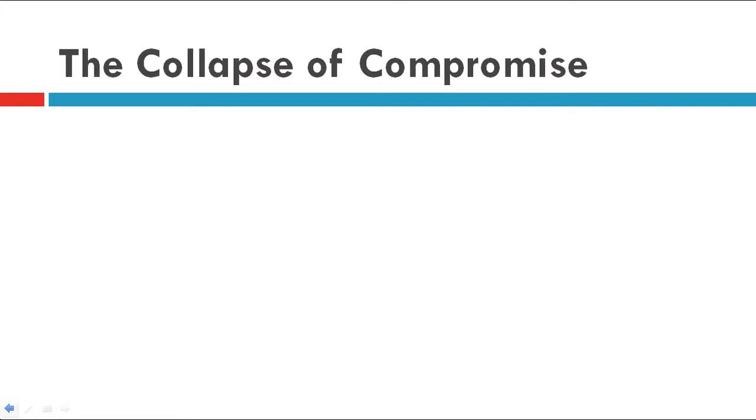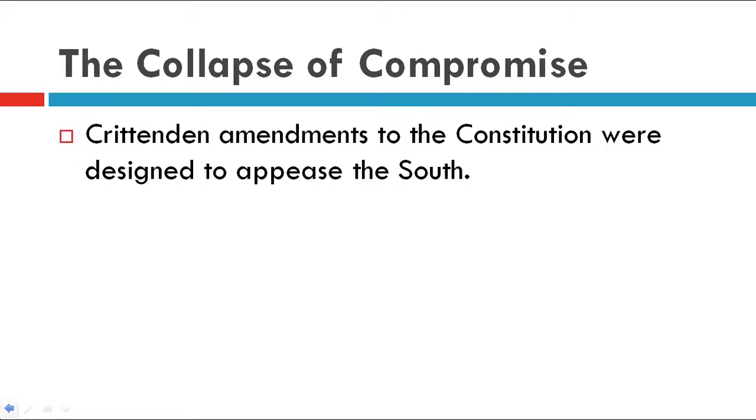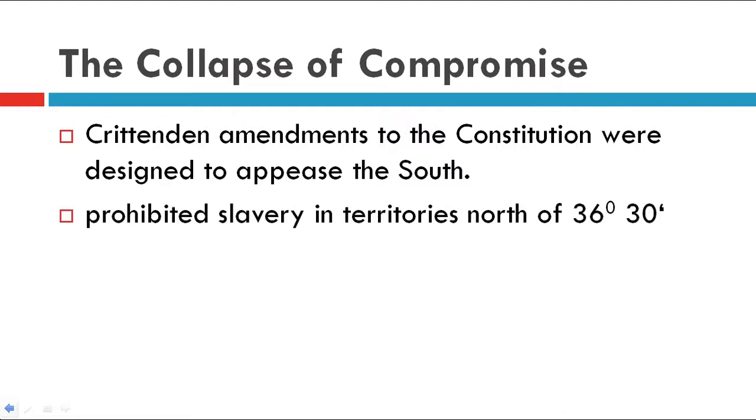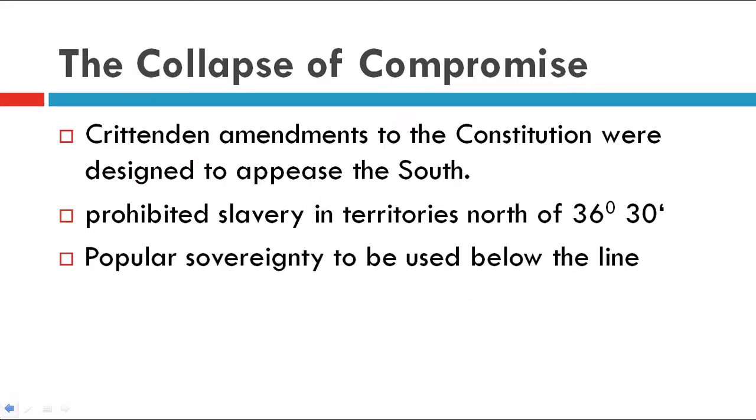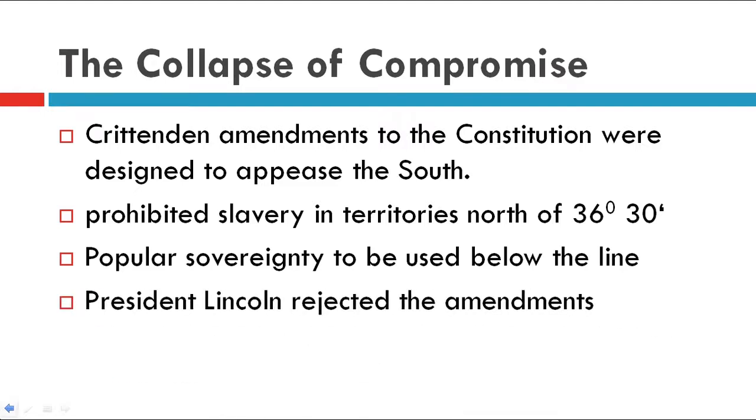One last attempt at compromise was made with the Crittenden Amendments to the Constitution. They were designed to appease the South, and they would prohibit slavery in territories north of the 36-30 line, so back to the old Missouri Compromise. South of that, popular sovereignty would be used to decide whether or not slavery would exist there. President Lincoln rejected this amendment, and effectively the nation is on the path for war.